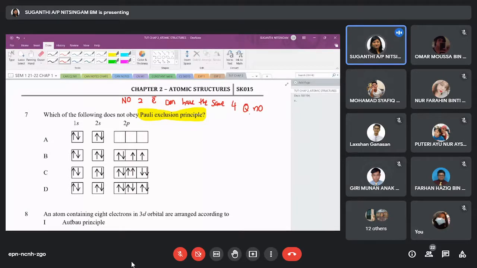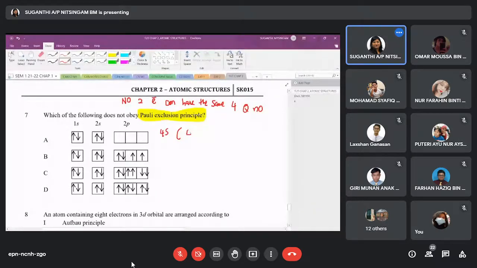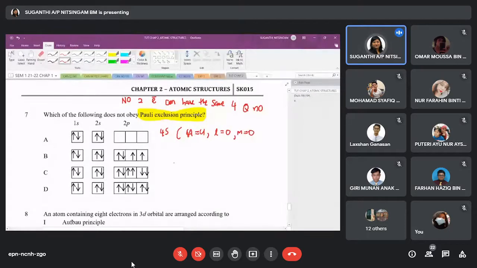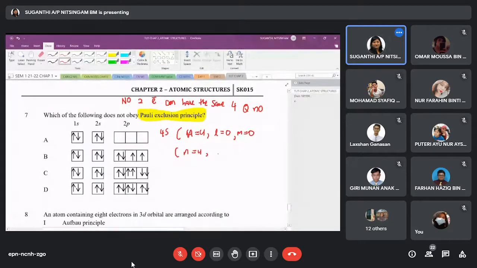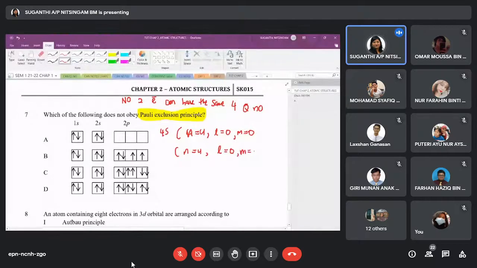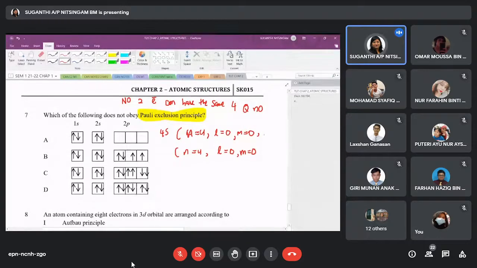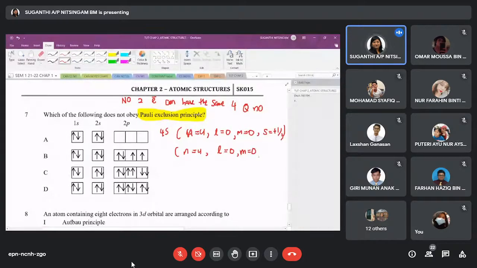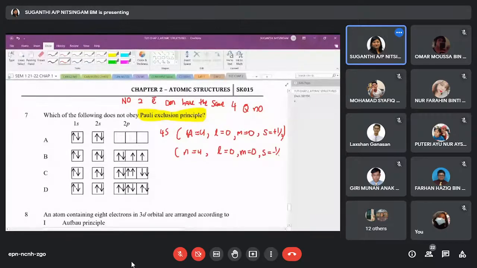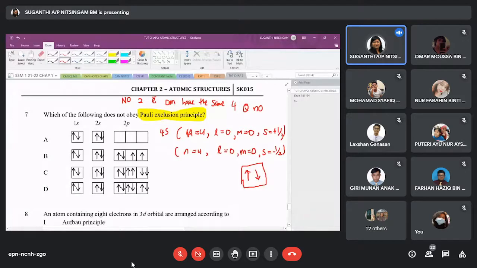Maksud dia, madam? Maksud dia macam ni. Katakan untuk 4s saya tuliskan n equals 4, l equals 0, m equals 0, lagi satu pun n equals 4, l equals 0, m equals 0 kan? Boleh 3 dah sama kan? Tapi yang keempat macam mana pun takkan sama. Dia akan positive half, yang ini akan negative half. That's what he said. Bila kamu tulis dalam quantum number tu dia kira yang panjang lah. Inilah quantum number. So satu kena atas, satu kena bawah. Dia tak boleh ada yang dua-dua sama.